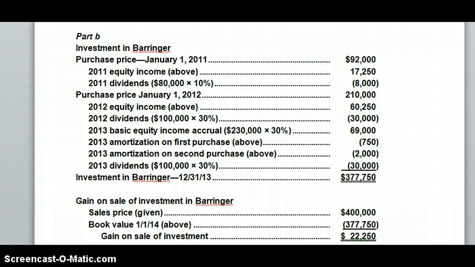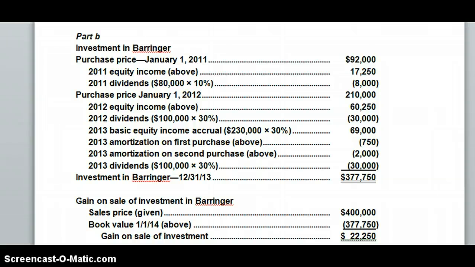Part B asks us, what if we sold the entire investment on January 1st, 2014 for $400,000? We would have to see what the book value of the investment would be after 2011, 2012, 2013 earnings and dividends. Earnings and dividends affect the investment. Also, 3 years of excess amortization. Compare it to the amount we sold it for. So we would have sold it for 400,000.